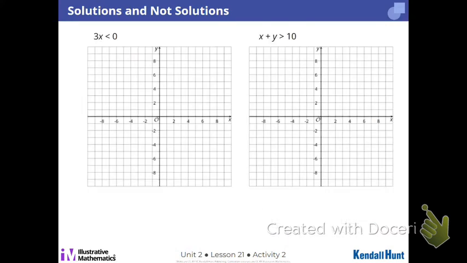So, if 3x is less than 0, are you guys good with what I'm about to do here? I'm dividing everything by 3, so x is less than 0. Someone start giving me ordered pairs that work where x is less than 0. -10, 0. Okay, that works. -10, -10 works.